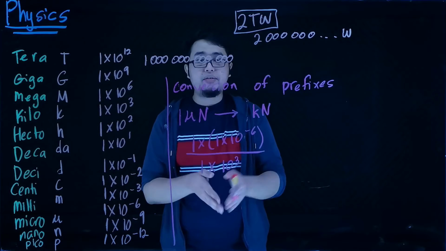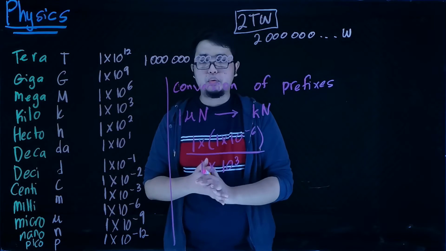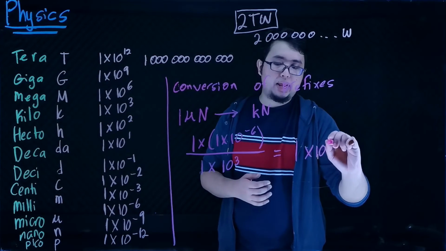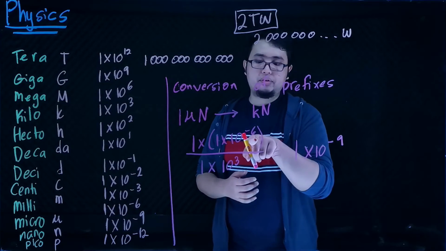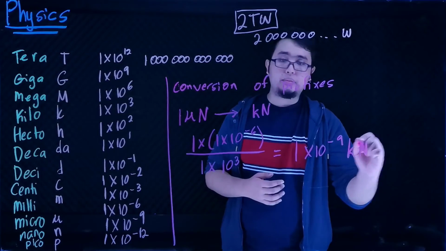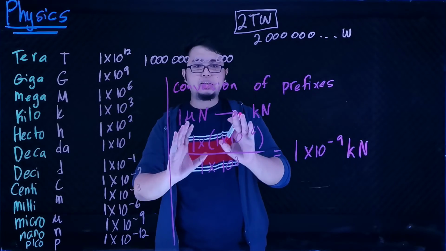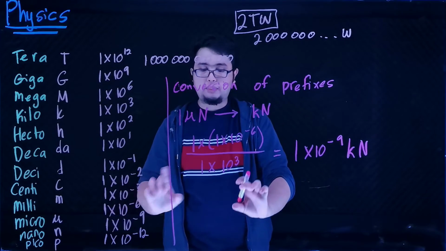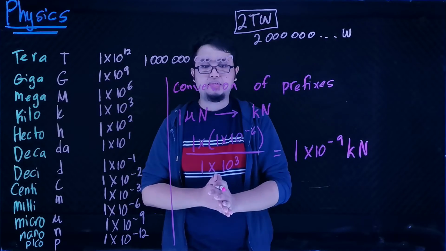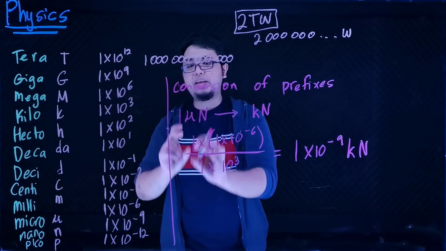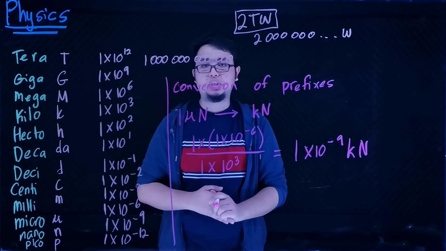Now, if it is a division, we deduct the powers. So you're going to have 1 times 10 to the power of negative 9, because negative 6 minus 3 gives you negative 9 kilonewton. So whatever the question gives you, straight away put in the unit representing the prefix and put it underneath it. Expand the prefix that is given in your equation.